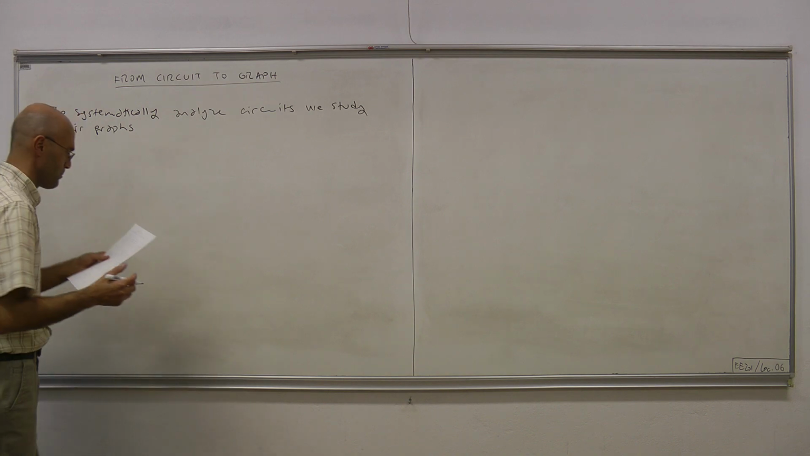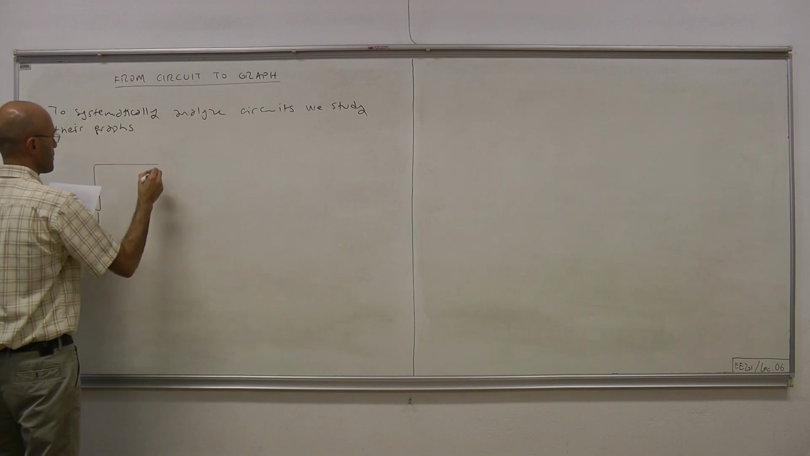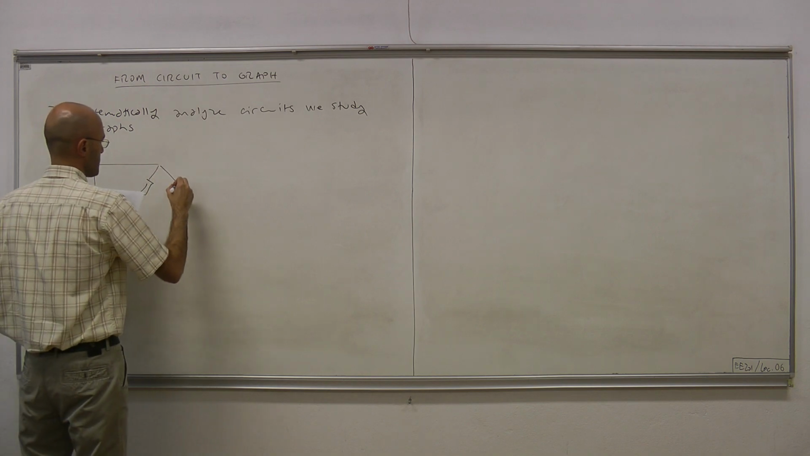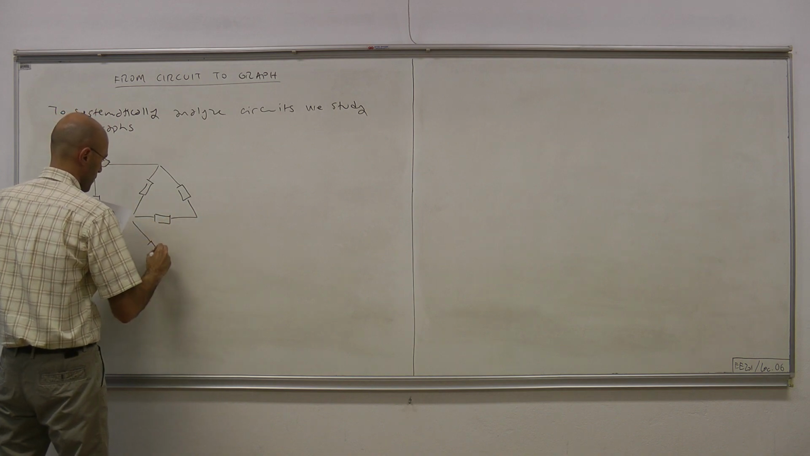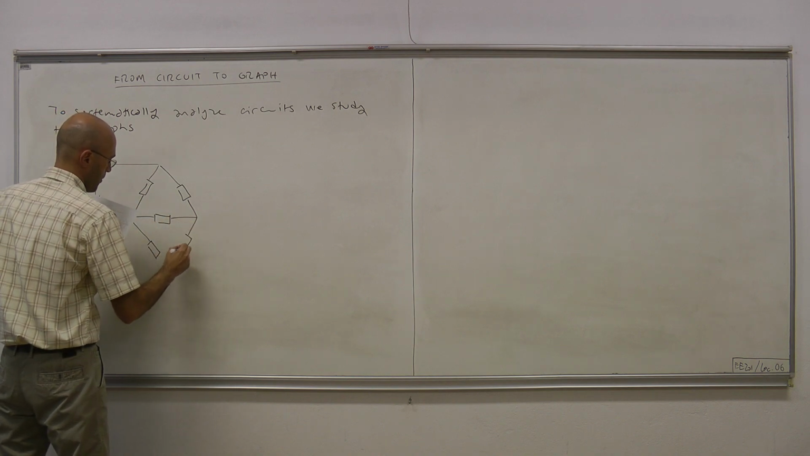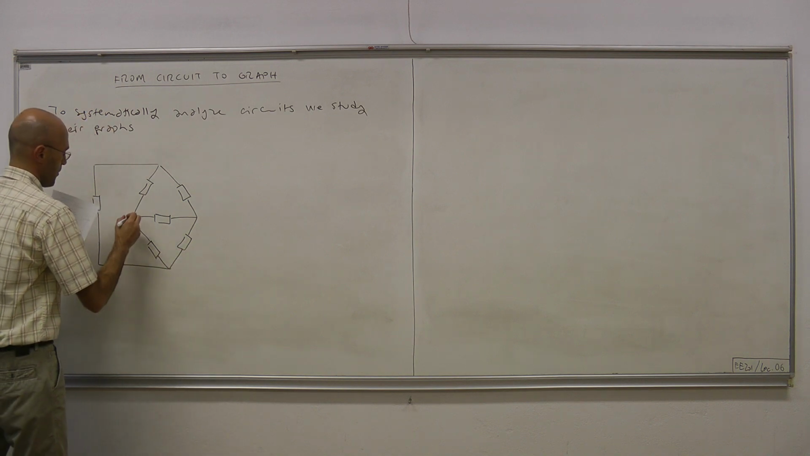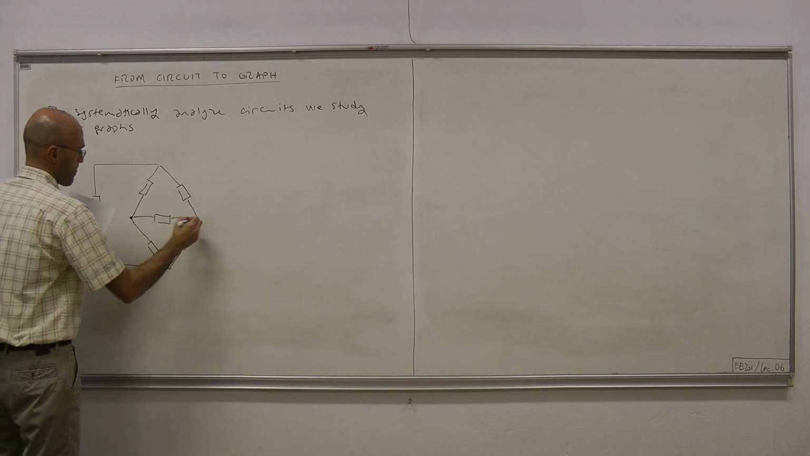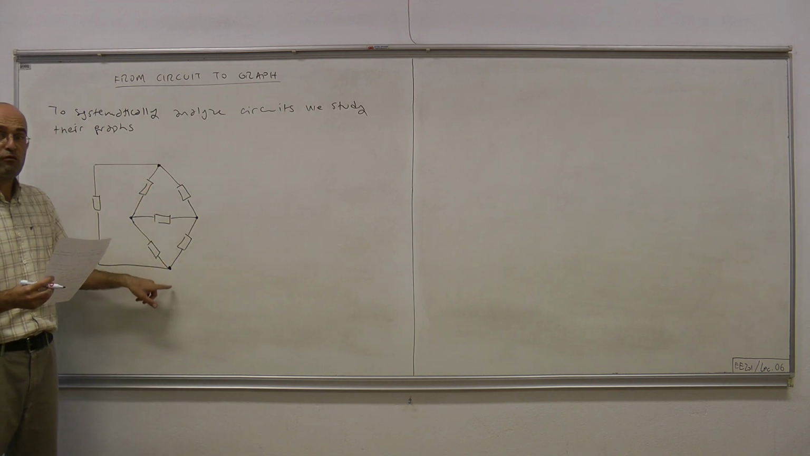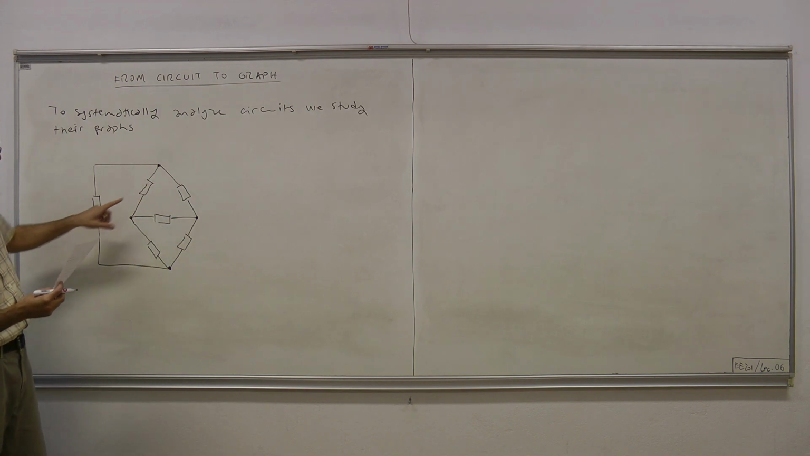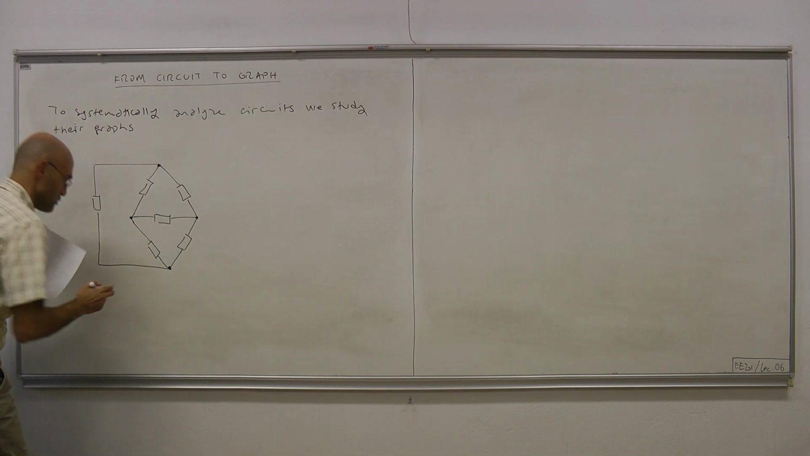For a given circuit we obtain this graph as follows. Suppose that this is our circuit, with 1, 2, 3, 4 nodes and 5, 6 components, 6 branches. Let's call this circuit N.